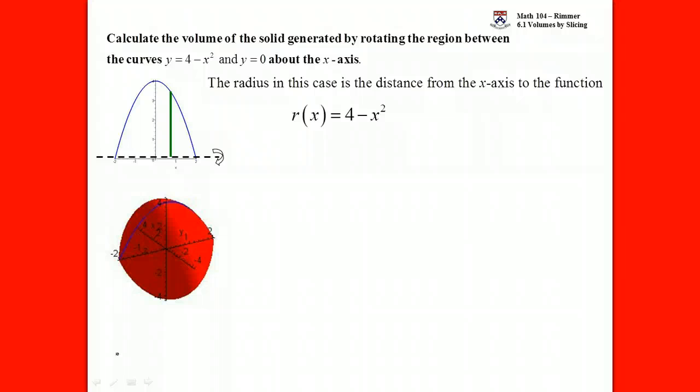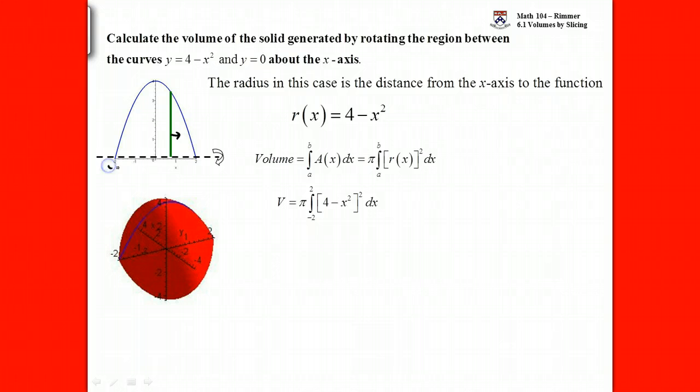What's the formula then? To find the volume, you're supposed to take pi r squared and integrate it. So you take 4 minus x squared and square it. And you're supposed to go from what to what? What does this move from? This moves in this direction from minus 2 to 2.